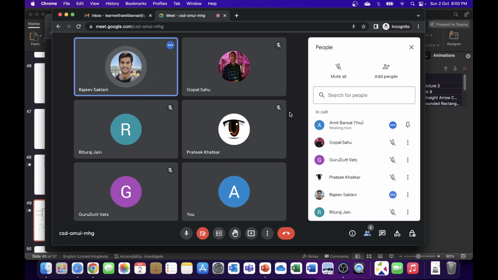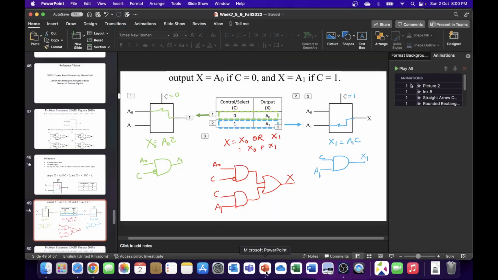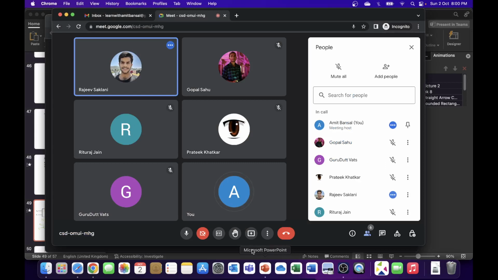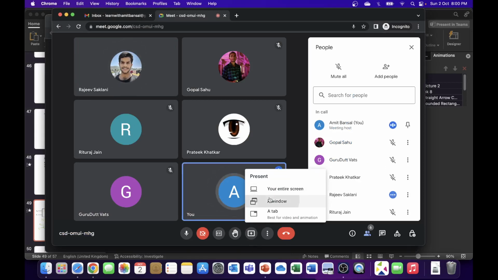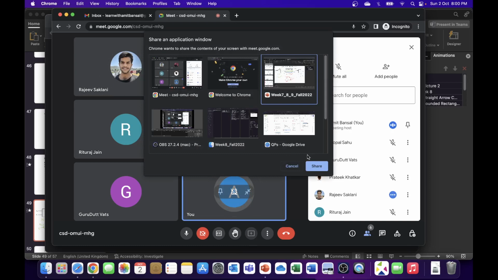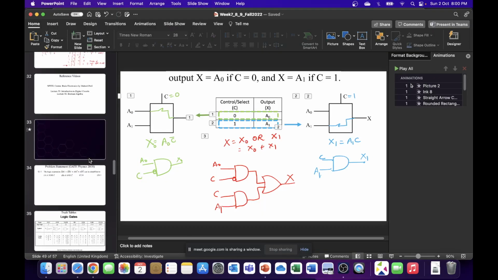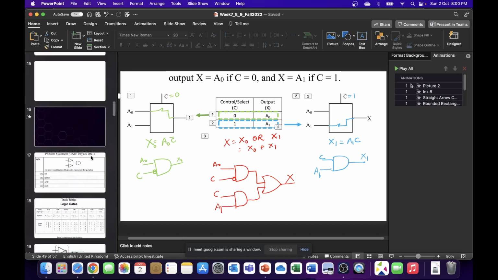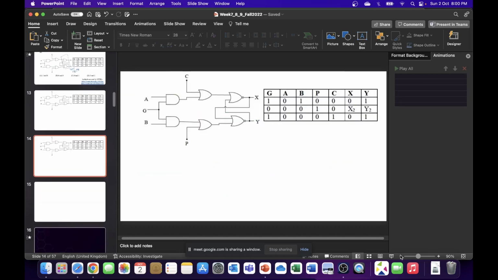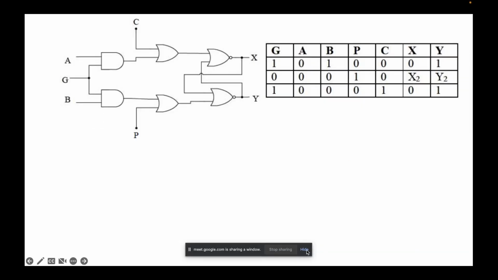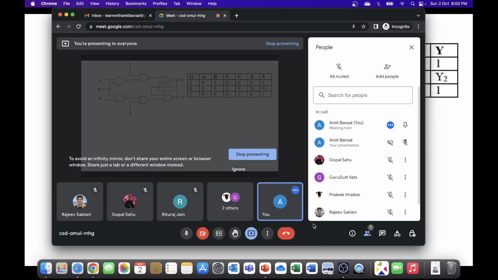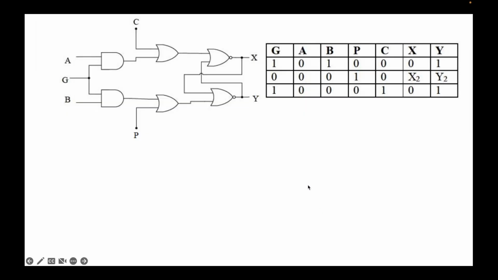Anything? Sir, I have a question. Yeah, please go ahead. Sir, from the previous class, you did the last question, GATE 2019. Let me share the screen so that all others can also see. Okay, just hold on. So last class, let me open the question. This question, right? Yes. This one? Yes, sir. Okay.